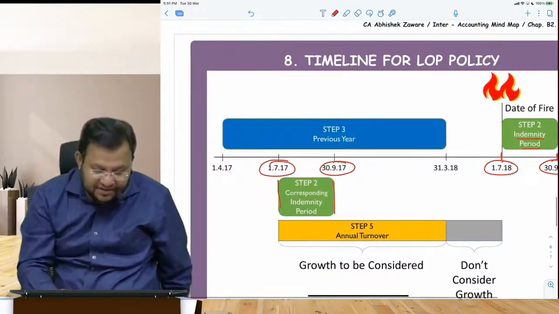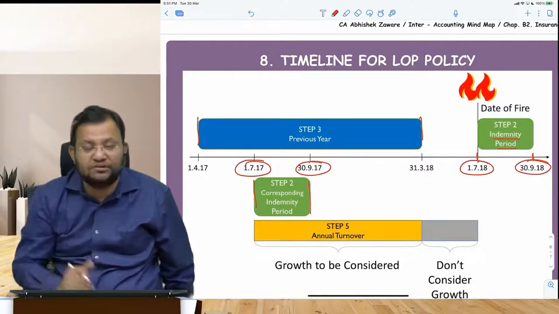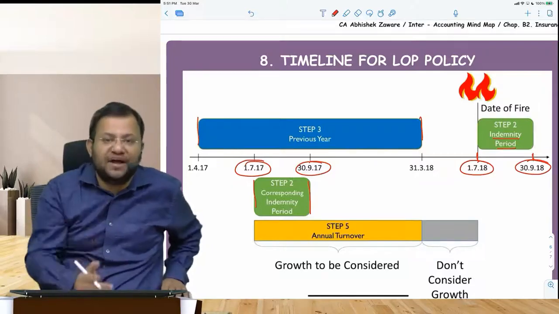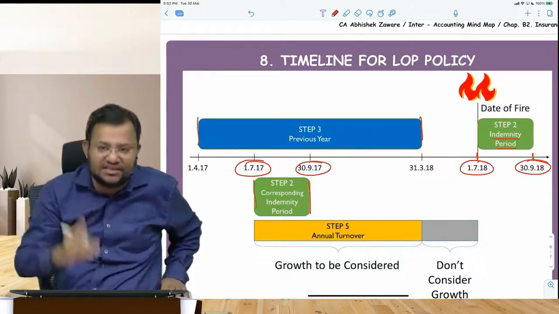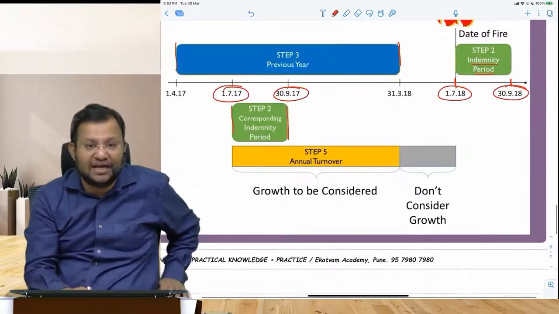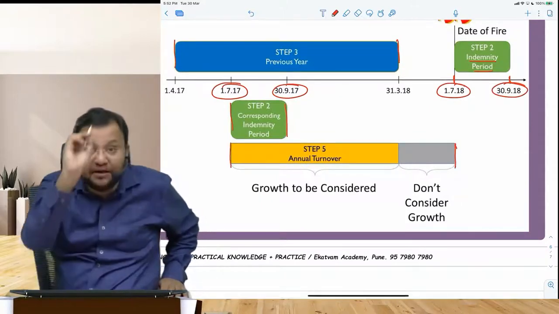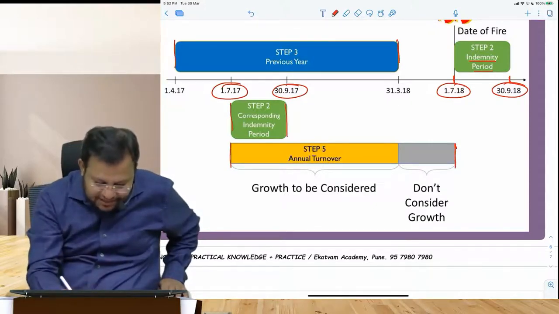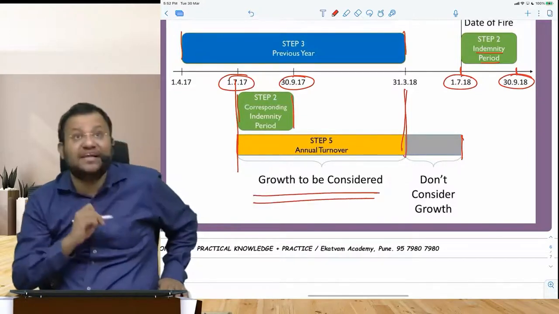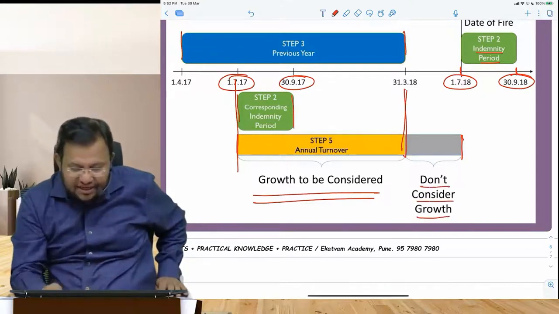Then you have to find previous accounting year. So whatever is a previous year, fire took place on 1st July, books of accounts were closed on 31st March. That is a previous accounting year. And then you have to also identify immediately preceding previous year, that is relevant for the purpose of calculation of SPAT, standard profit on annual turnover. So immediately preceding 12 months, you should identify. Remember, out of that, some months are in the previous accounting year and some months are going to be in current accounting year. Whatever months are there in the previous accounting year, you have to add a growth to it, and whatever months are there in the current year, you are not supposed to add a growth.